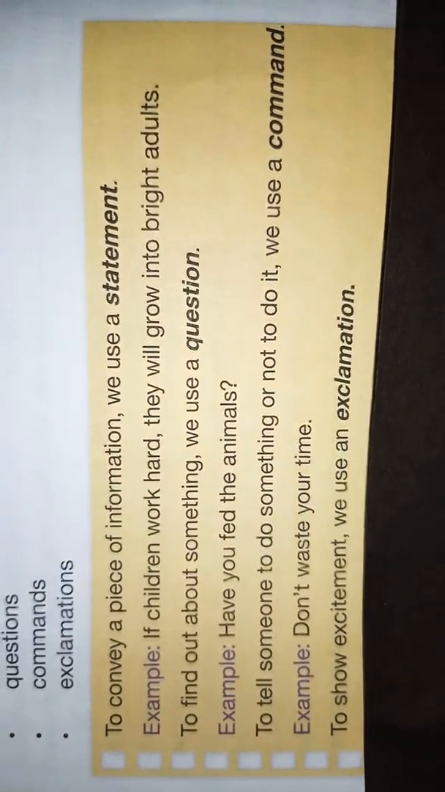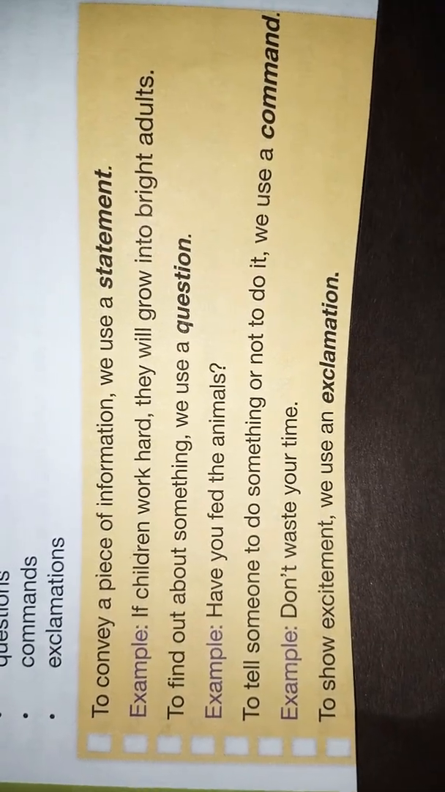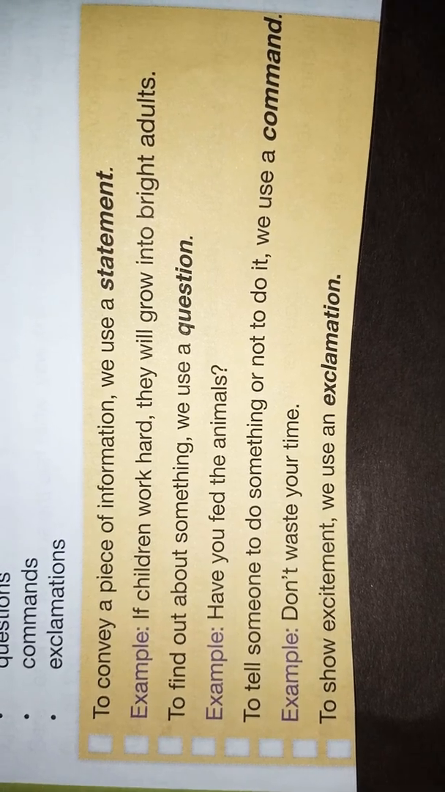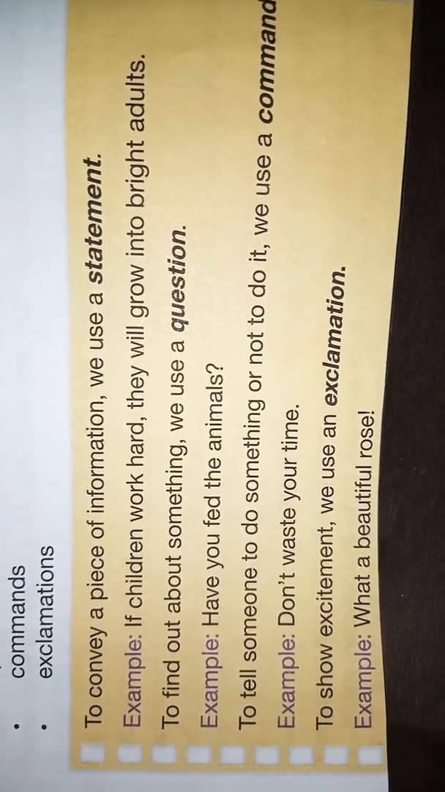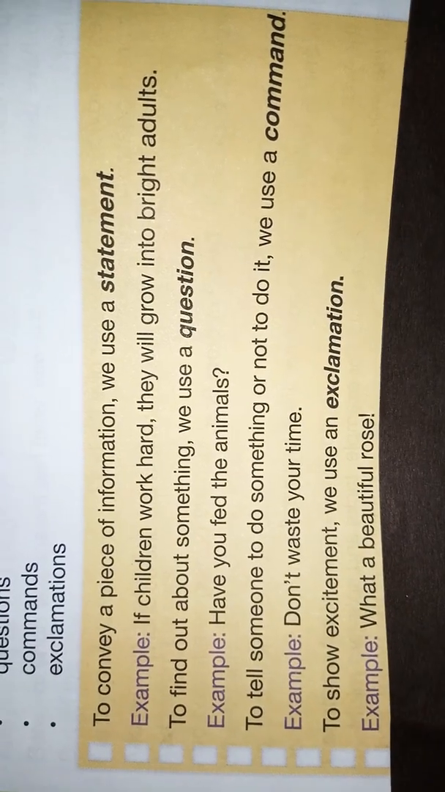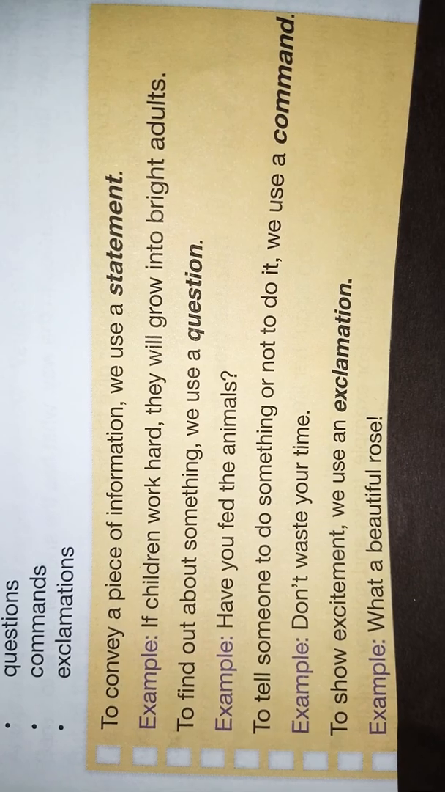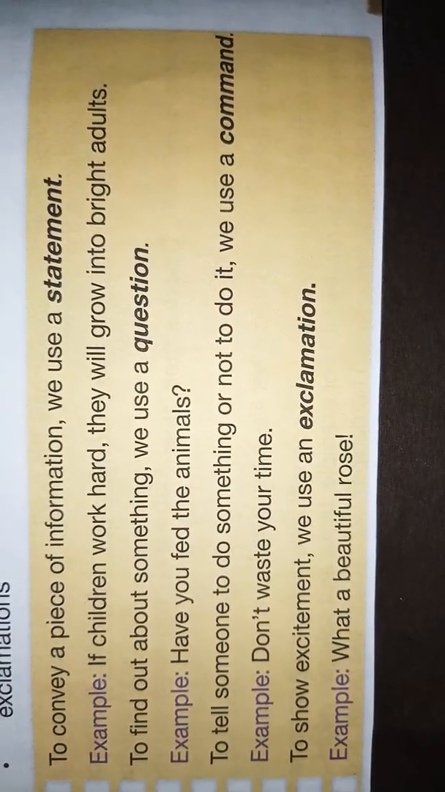To show excitement, we use an exclamation. Not just excitement, to show any kind of feelings, we use an exclamation. For example, what a beautiful rose. And again, we can identify this sort of sentence through the exclamation mark at the end of the sentence. So these are the 4 forms of the sentences.